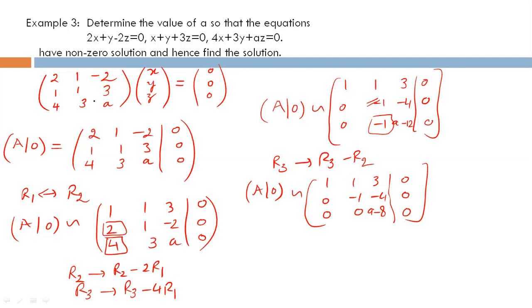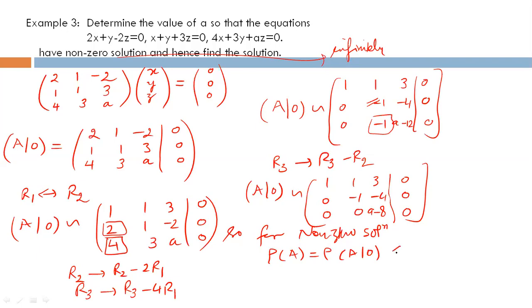Non-zero solution means we are searching for infinitely many solutions. Because if the rank is equal to the number of unknowns, we will get the trivial solution. That trivial solution is the unique solution, and also that's the zero solution, not a non-zero solution. So for non-zero solutions, we have to make the condition of infinitely many solutions. So rank of A is equal to rank of the augmented matrix, and it must be less than the number of unknowns, 3. So it will be less than 3.